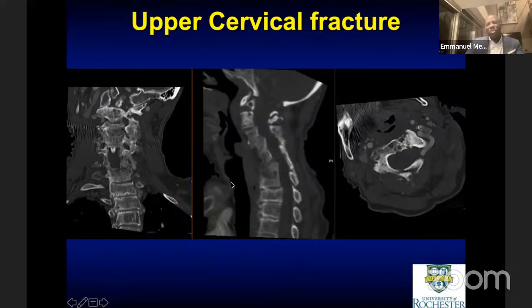As I mentioned during my initial presentation, some of these type 2 C2 fractures can also be associated with a posterior arch or neural arch fracture of C1. So as you can see on the axial view, you see a fracture of the posterior arch of C1.